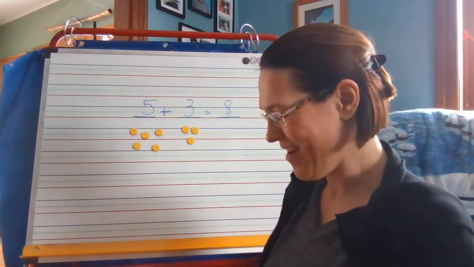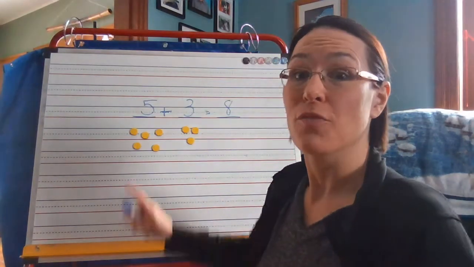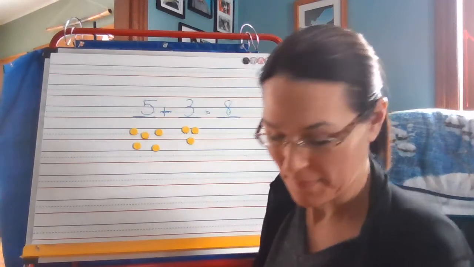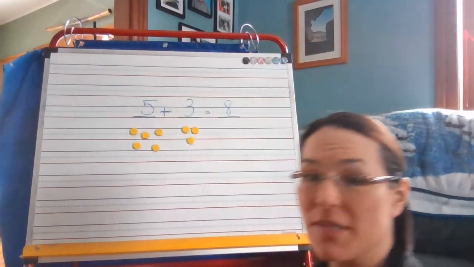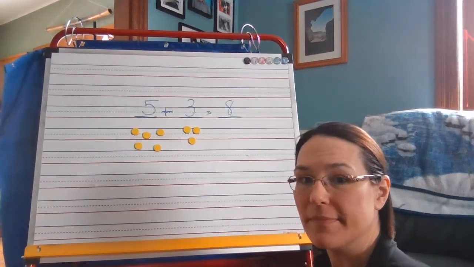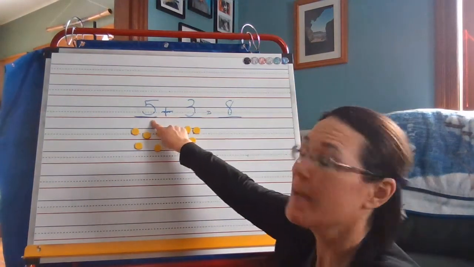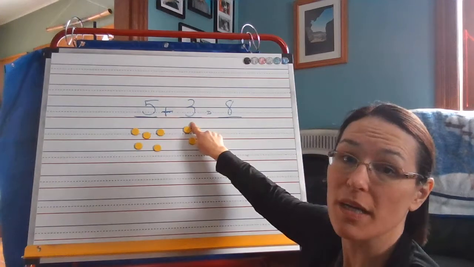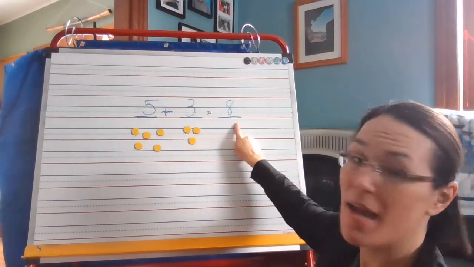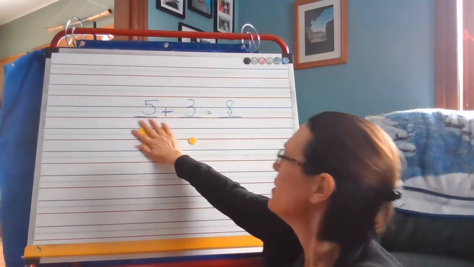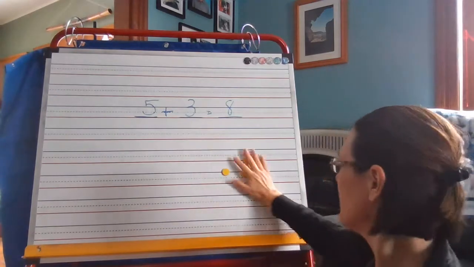Great. All right. Try and read this number sentence. This number sentence says 5 plus 3 equals 8. Awesome. You just solved a visual story. Let's do one more.